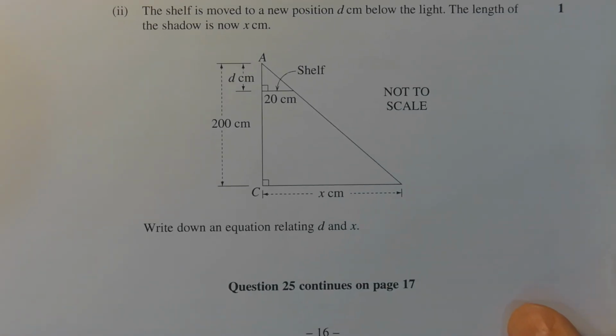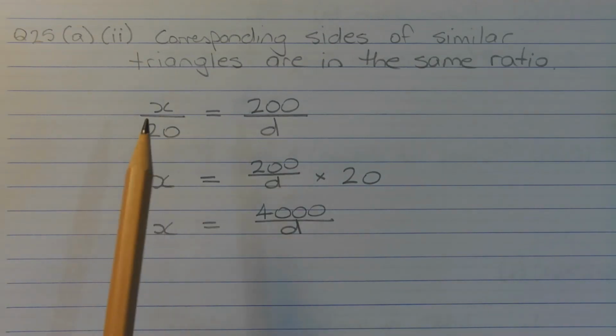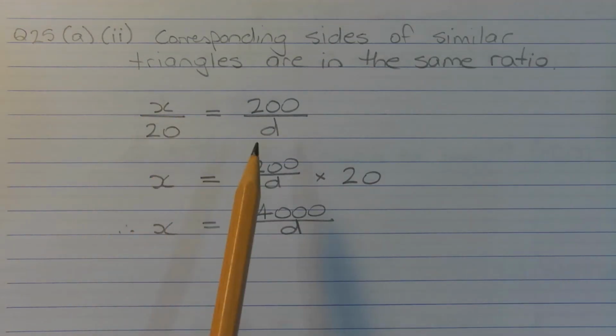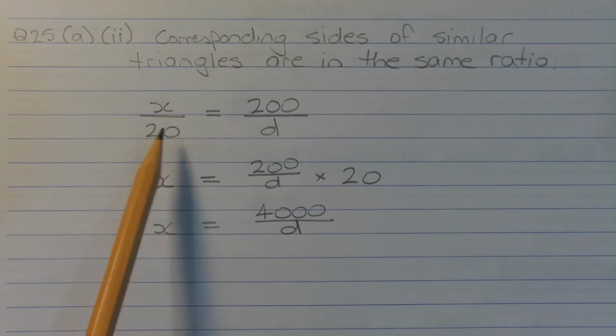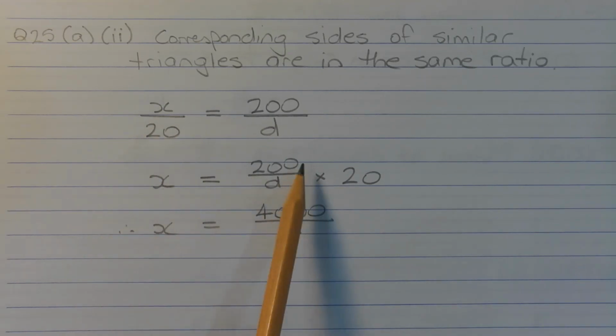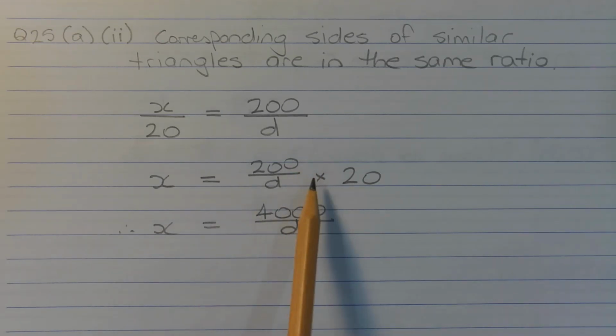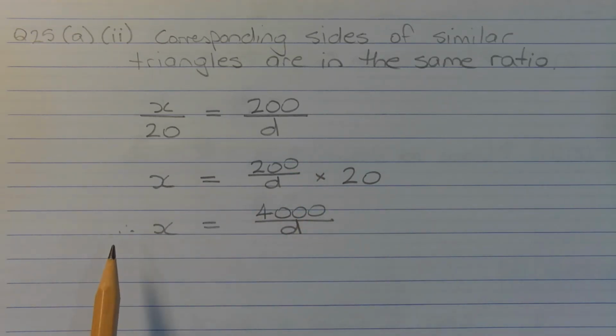So expressing that as an equation, we can start off by writing x over 20 is equal to 200 over d. And to make x the subject, I'm going to multiply both sides of this equation by the denominator 20. So x is equal to 200 over d times 20. And 200 times 20 is equal to 4,000. So therefore, x equals 4,000 over d.